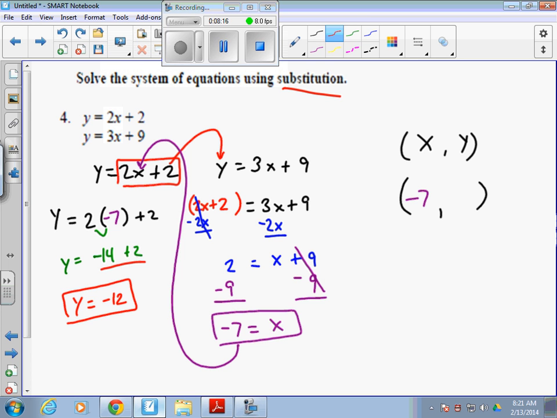Now you have your value for y. You had your value for x a second ago, negative 7. Again, don't do all that work to get x's value perfectly correct and y's value perfectly correct, and reverse the order here. Make sure you put x comma y, negative 7, negative 12.